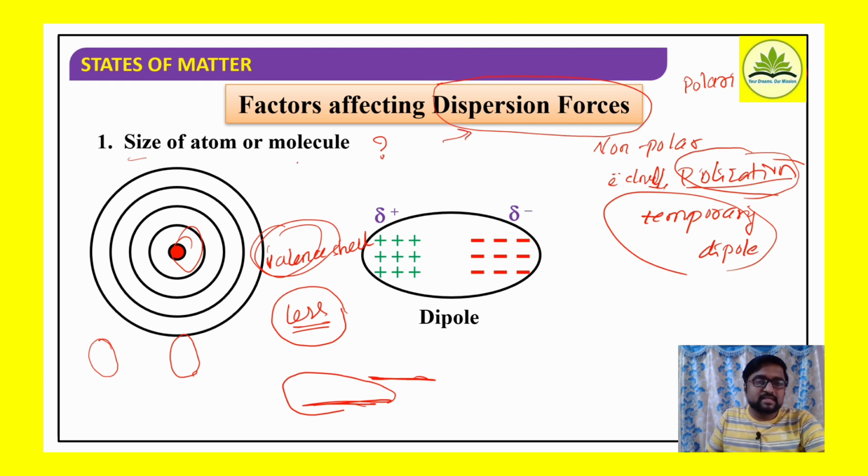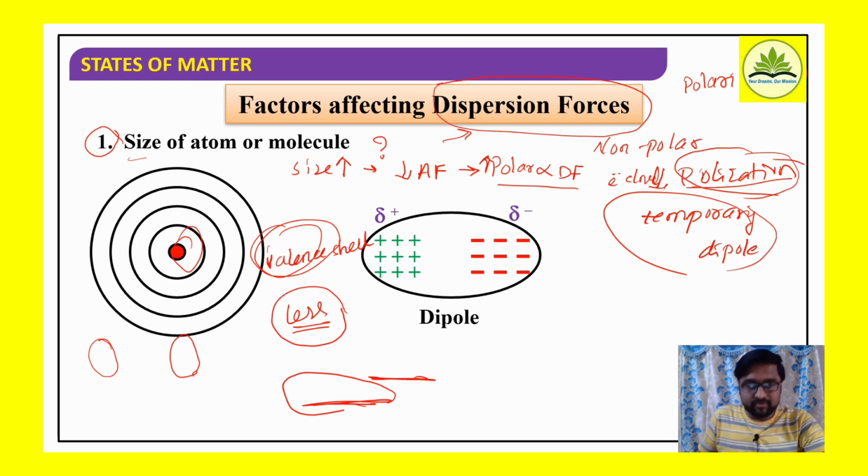So remember how the size of an atom or molecule affects dispersion force. If the size of the atom or molecule is more, the attractive force between the nucleus and valence shell electrons is less. Therefore such valence shell electrons can be easily polarized. Polarizability is more, therefore dispersion force is also more, London force is also more. So, increase in size increases the dispersion forces.